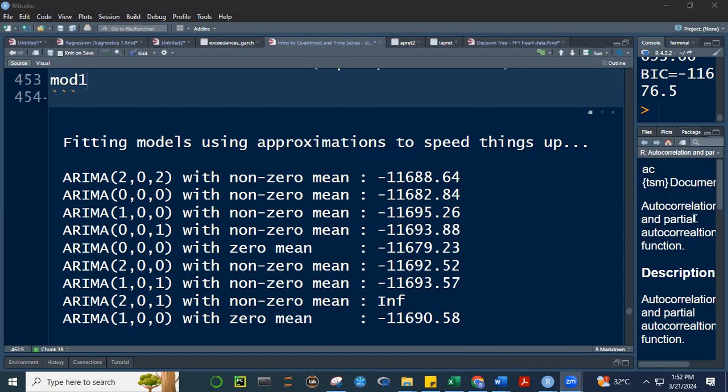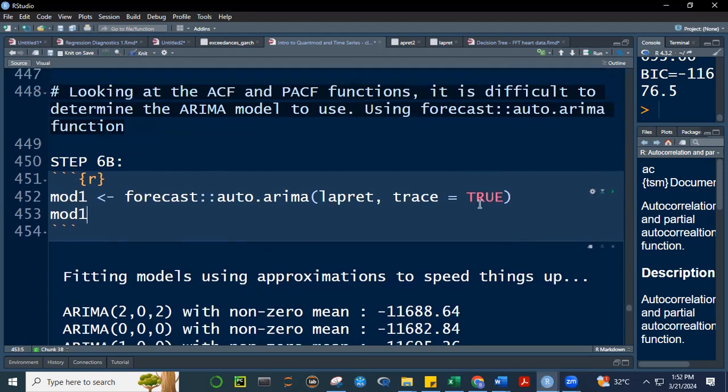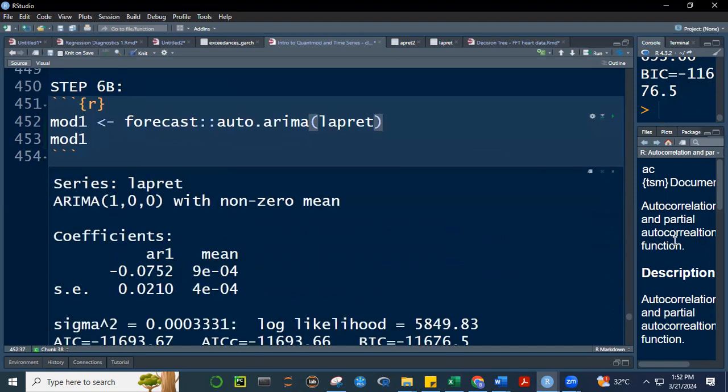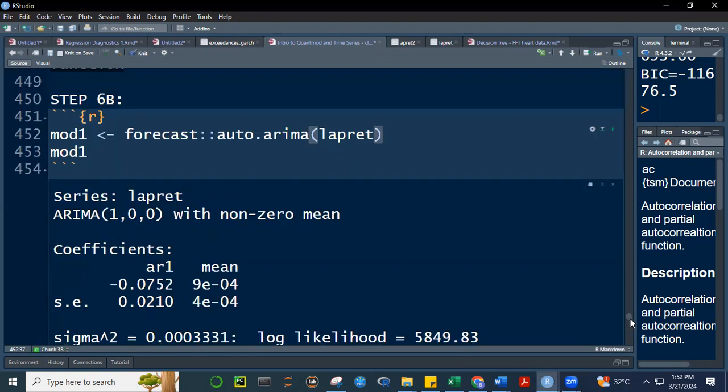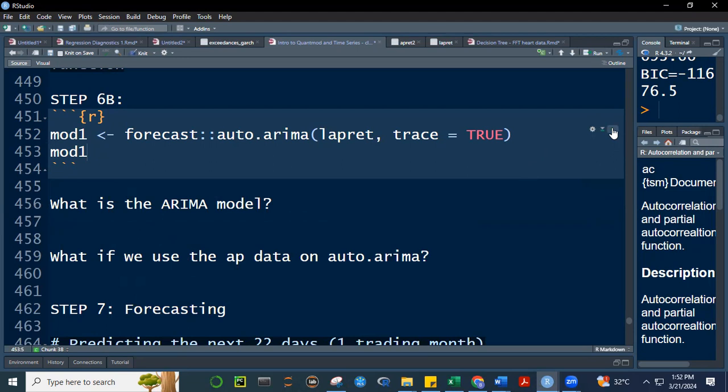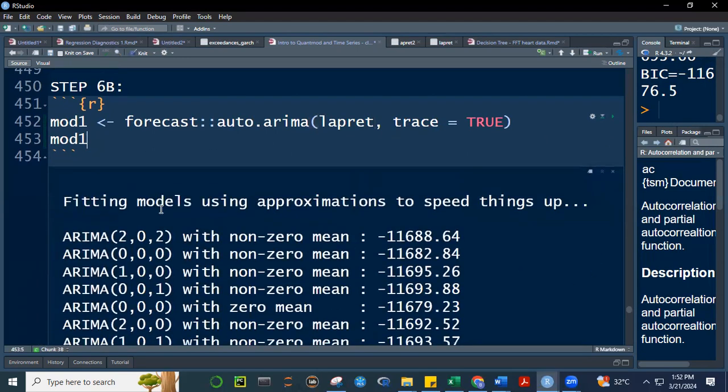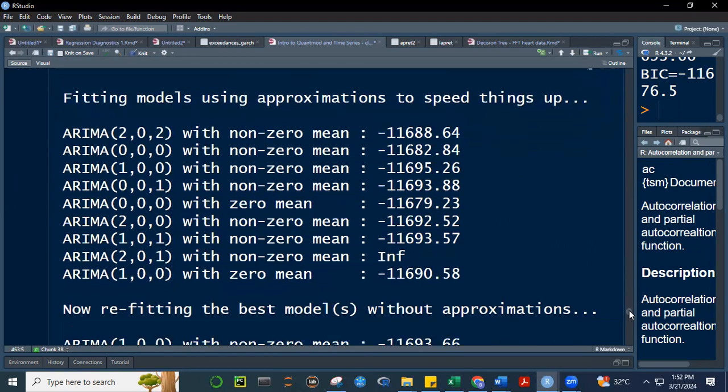Now, look, class. Let me run this again without trace equal to TRUE, just to show you. Without trace equal to TRUE, it won't show the steps it took. It will just give us the final model. So let me go back so we can see the steps it took. Right, fitting models using approximations. These are just approximations, class.